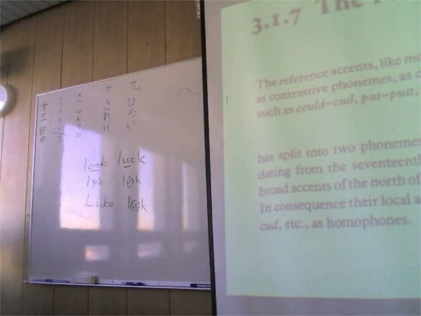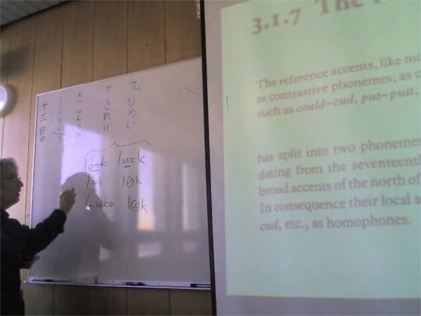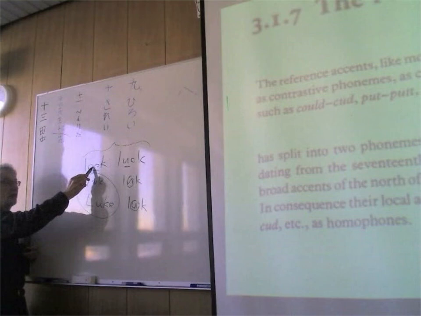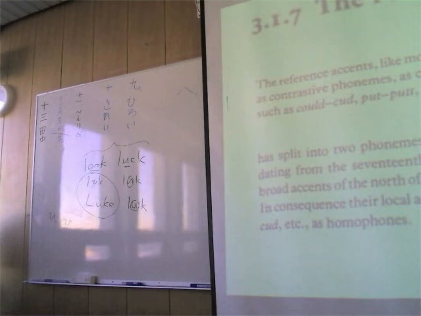Interestingly though, since I've got this on the board, while these two are merged in Northern England accents, these two are merged in Scottish accents. Scottish accents make this distinction, look and luck, but look and Luke would be the same. They don't have a difference between oo and uh. And that's called the foot-goose merger. That's something we deal with in Scottish accents, okay?